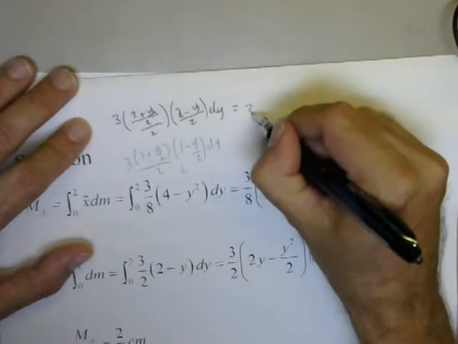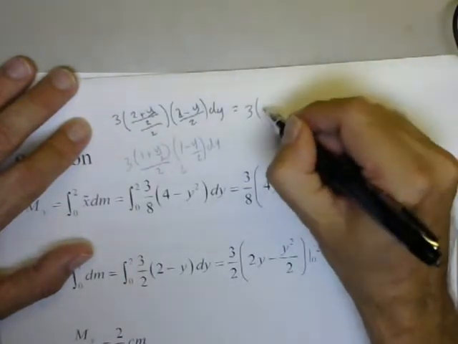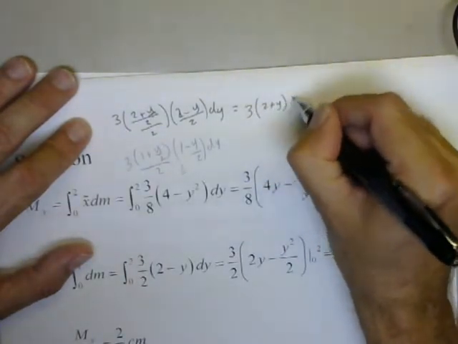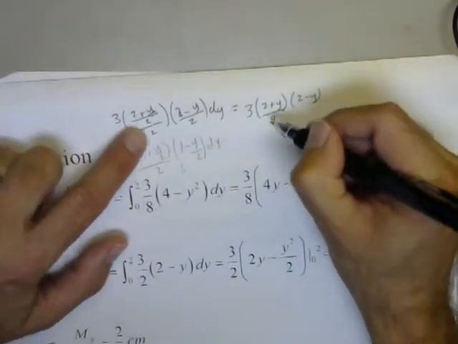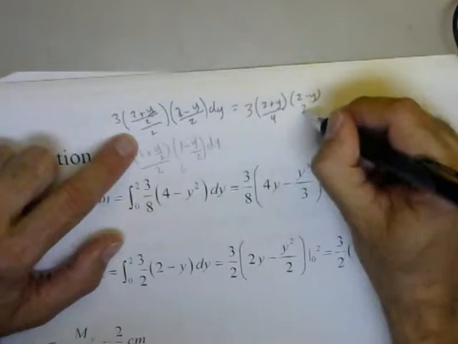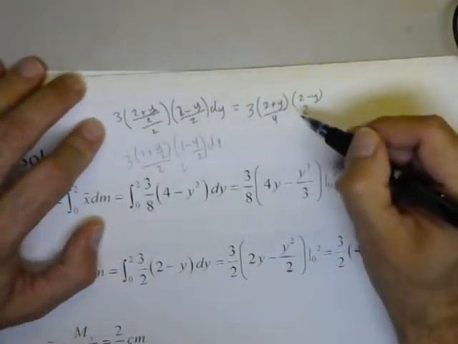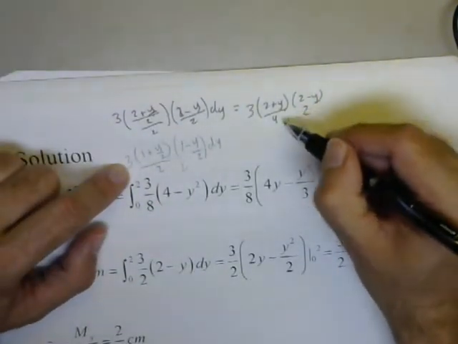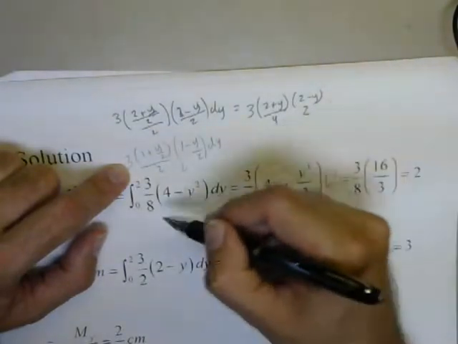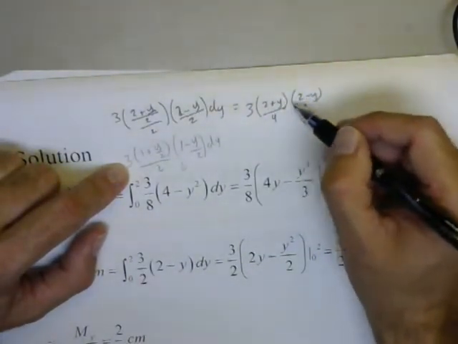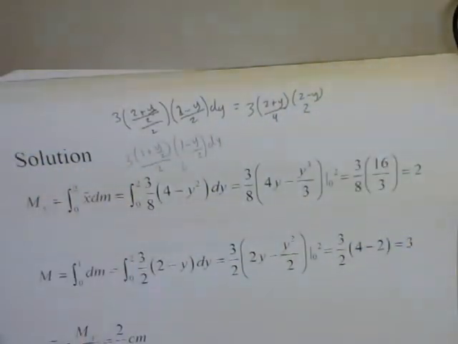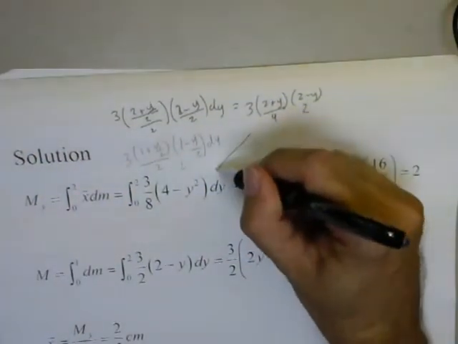And so then I'll get 3 times (2 plus y) times (2 minus y). This will be all over 4, right, because I've got 2 divided by 2, and then I've got a 2 on the bottom. So I'll just get 2 times 4, which is 8. I'll get the 3 on top, and then (2 minus y) times (2 plus y), right? That'll give me 4 minus y squared, right? So that's the integral I'm doing there.